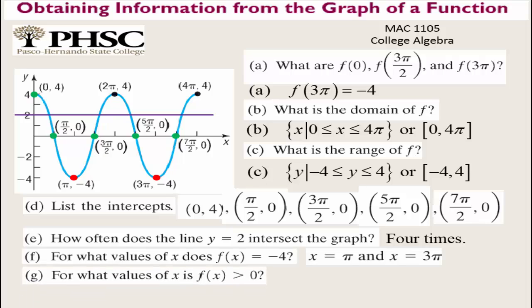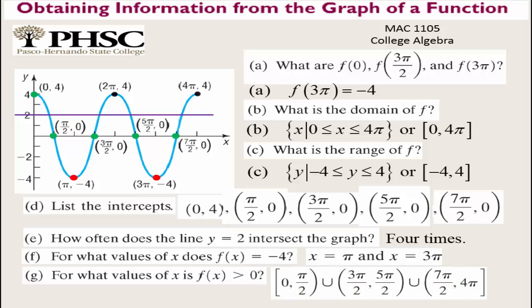And then, so the last thing is, for what values of x is f of x greater than 0? And so we can see the 0 line, which is the x-axis line. So for which values of x is this function greater than 0? And so we can see that it's actually greater than 0 between 0 and pi over 2.